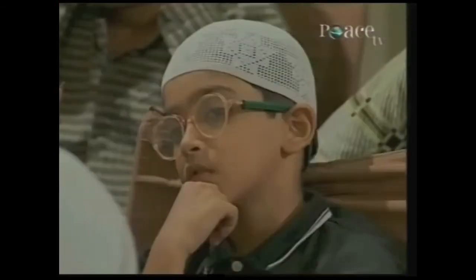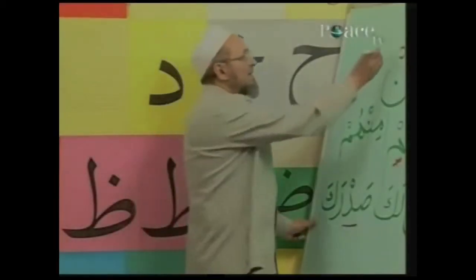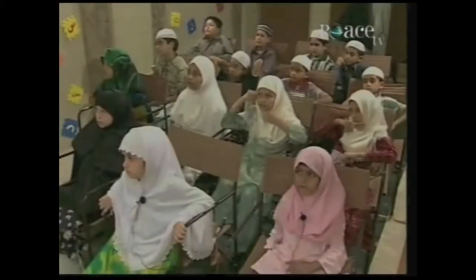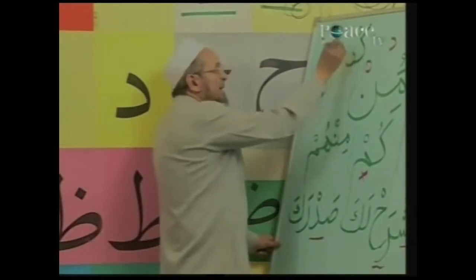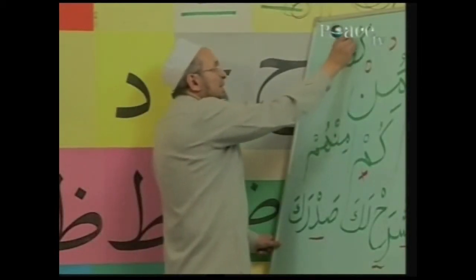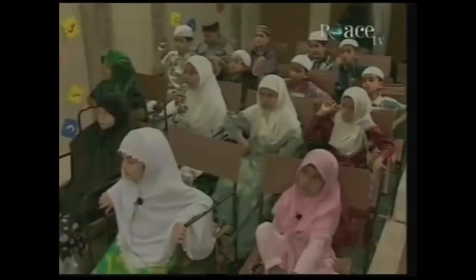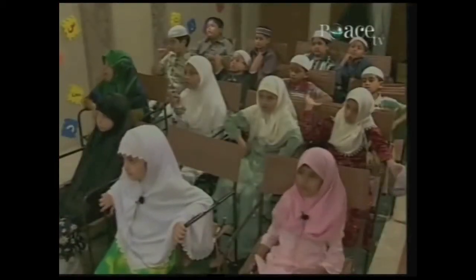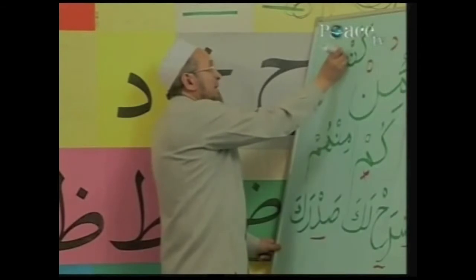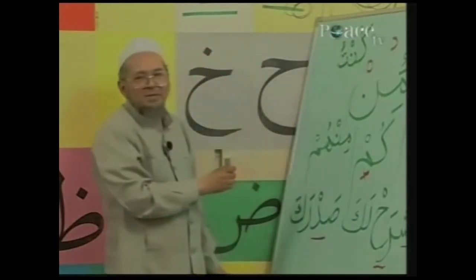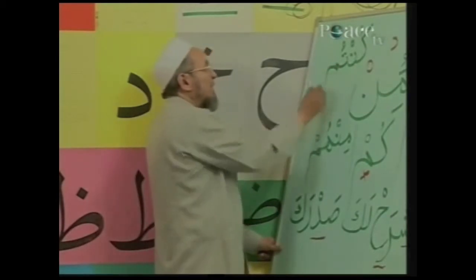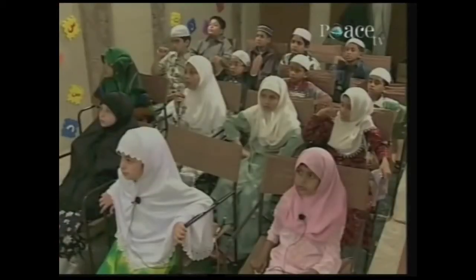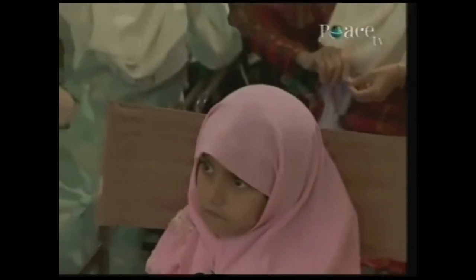Now, let us see another word which has two sukoons. Just see this word. Read this, please. Ku. And then the other letter carries sukoon. Kun. And then kuntu so far. Now kuntum.